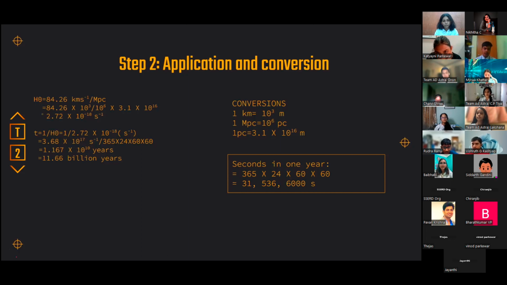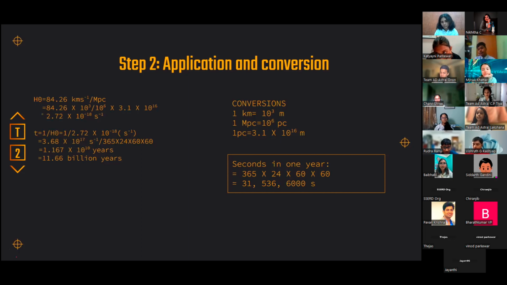Now, a common question that would be asked is, if the Hubble constant is a unit of velocity, how did we end up with a unit of time? The Hubble constant is a unit of velocity, but it can also be represented as 1 by t, which is nothing but 1 by s, or second inverse.